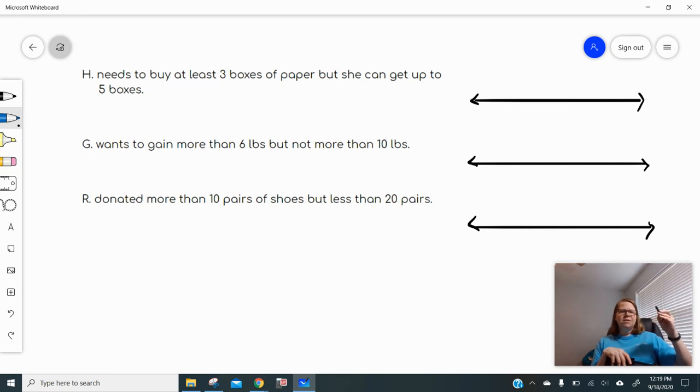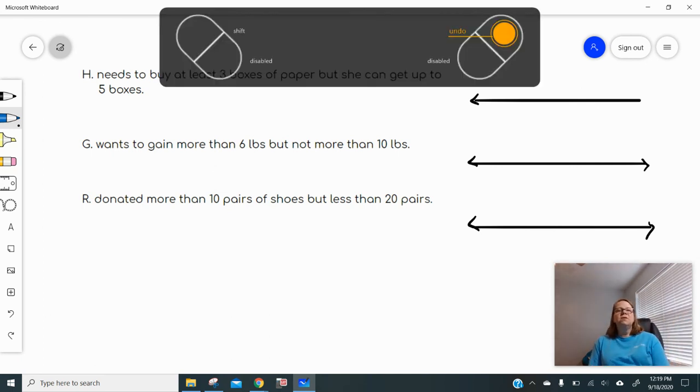Let's look at the first one. Needs to buy at least 3 boxes of paper, but she can get up to 5. Okay, so how many boxes of paper can she buy? Well, she can buy 3. She can buy 4 boxes. And she could buy 5 boxes, but she can't buy 6. And she can't buy 2. It's like in that little range there from 3 to 5.